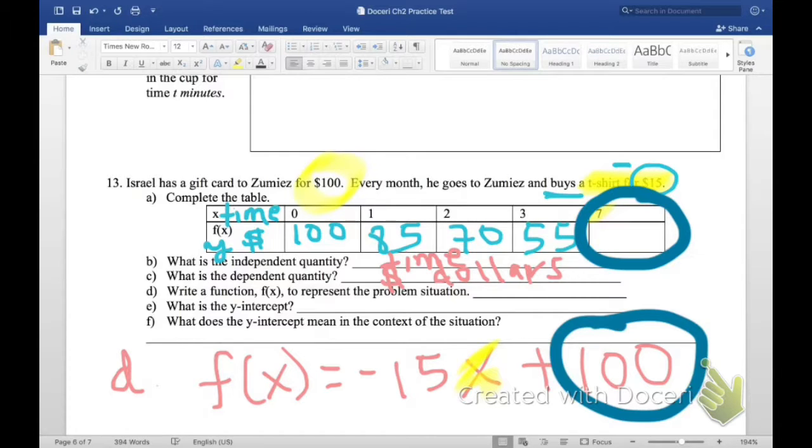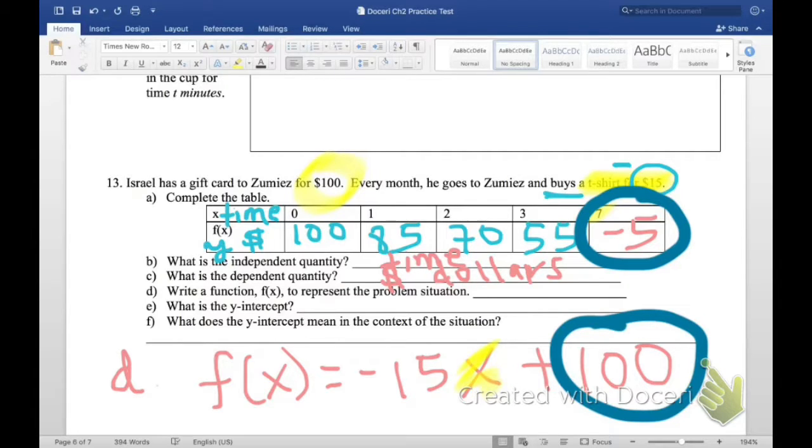If I plug in 7, I would end up with a negative $5. So that means by month 7, Israel's out of money, and if he wants to purchase a t-shirt, he's going to have to pay $5 out of his pocket. Or I could do so algebraically. That's up to you on your test. So you could plug in 7 for x and figure it out that way. Or you can just keep subtracting 15 until you get to the 7th month.